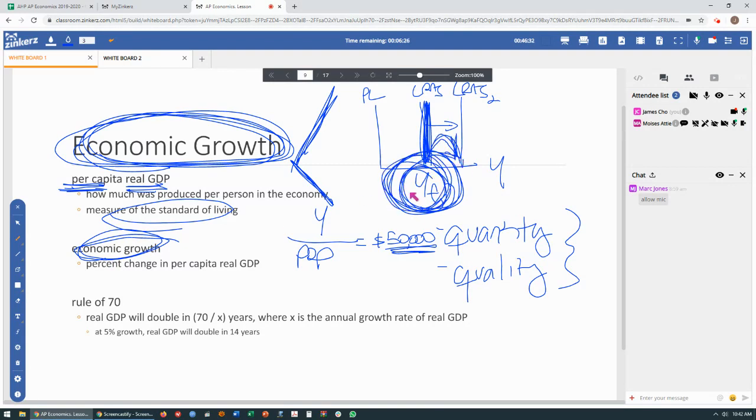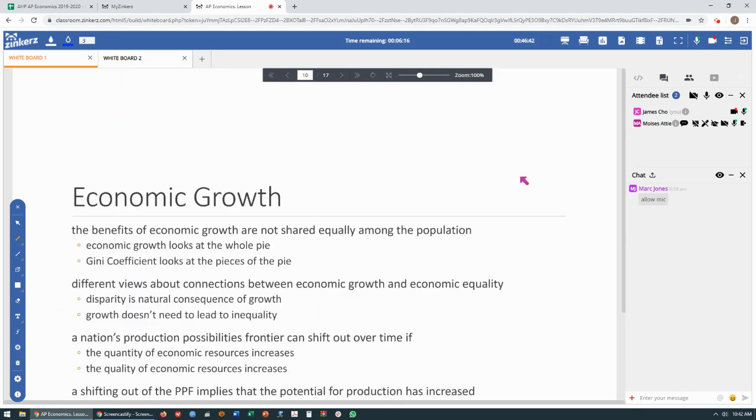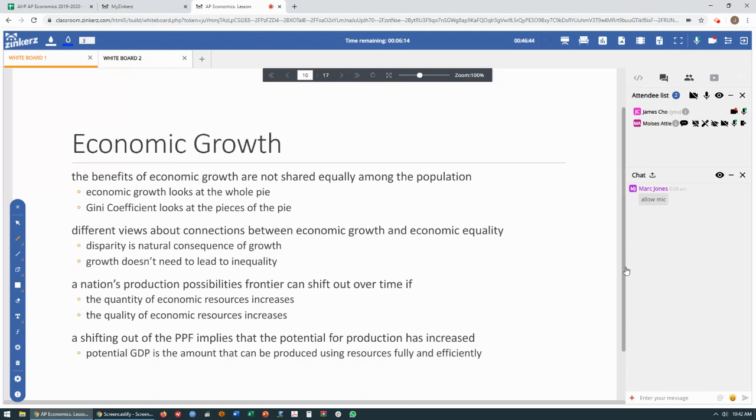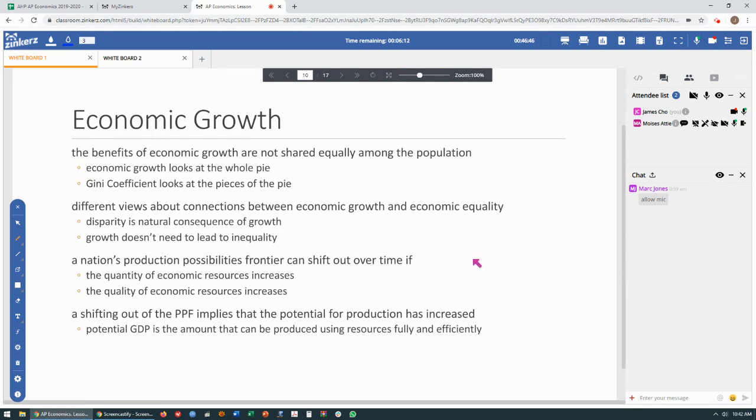Okay, so the way we actually measure economic growth is not necessarily just real GDP increasing. We want to make sure that per capita real GDP is increasing. And rule of 70, forget about that. It's just a mathematical thing. So Gini coefficient: just because we have economic growth, it doesn't mean that everyone is better off. It could be that the rich people are better off and the poor people just keep on getting worse and worse and worse.